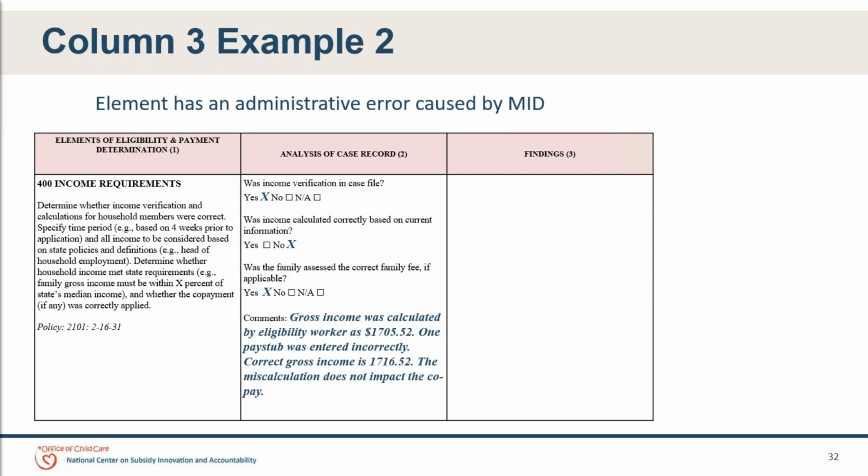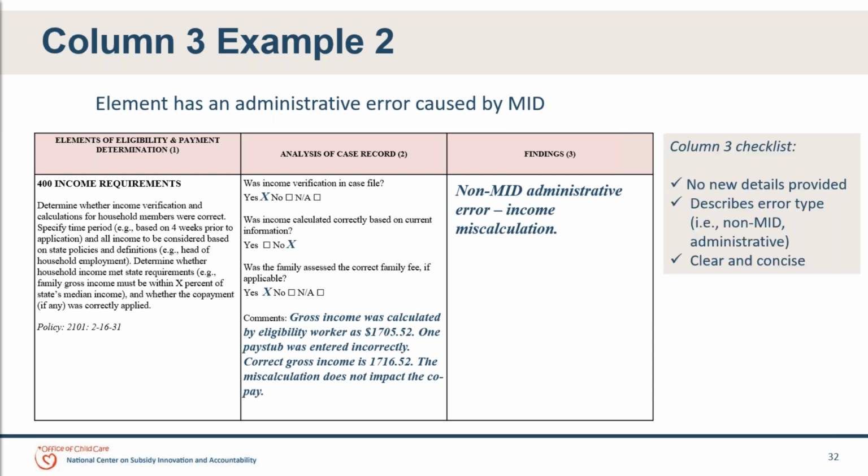For our next example, we have element 400. Starting at column 2, the income verification was on file, but the income was calculated wrong. It did not impact the copay. So in the comments box, the reviewer provided some additional details. And the reviewer determined that since the copay was not affected, this is an administrative error, not a payment error. So going over to column 3, the reviewer wrote that it was a non-MID administrative error, income calculation.